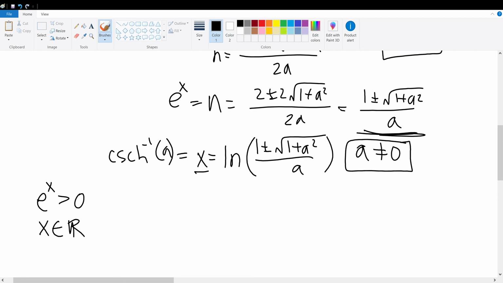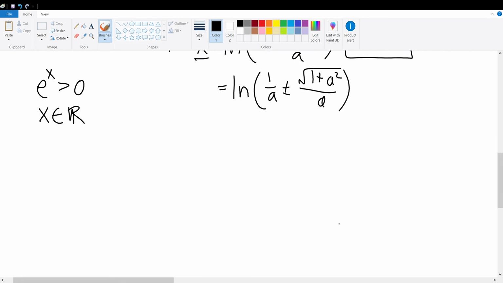Now, with a not equal to 0, let us try to get rid of the plus or negative sign. To do this, we take apart this fraction to be 1 over a plus or minus the square root of 1 plus a squared, divided by a. This hasn't changed anything, but let us analyze what would happen if we take the plus or negative sign. To know that, we must compare the two quantities, 1 and the square root of 1 plus a squared, with the restriction of a not being equal to 0.